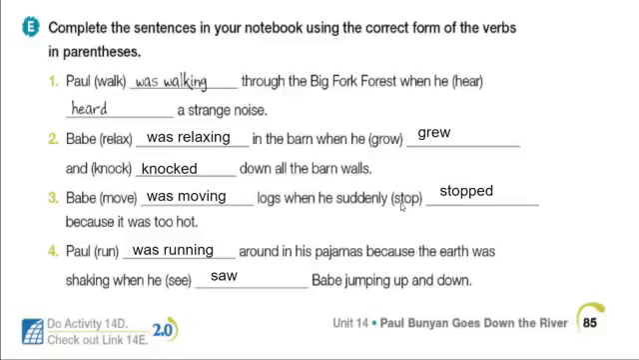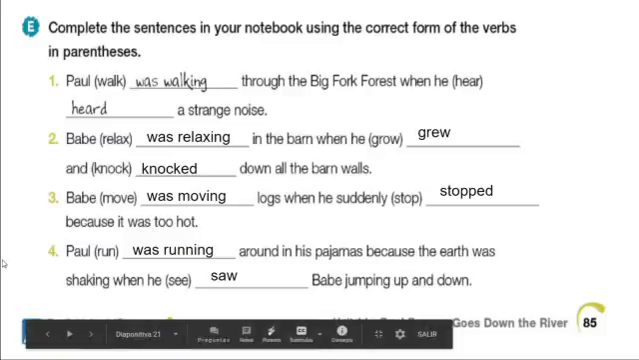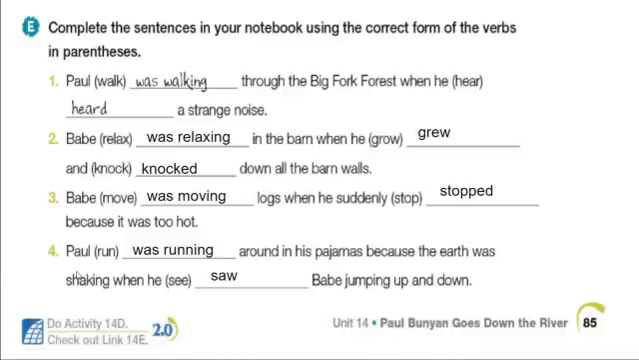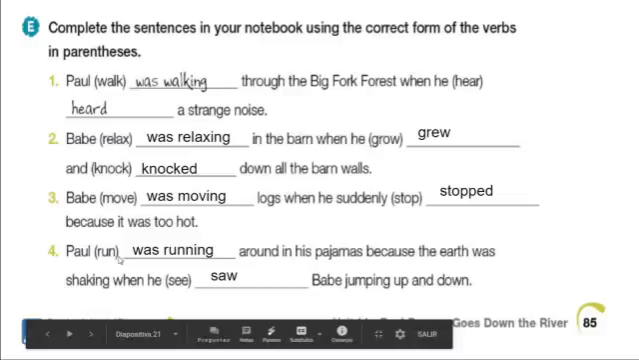In past, you have to add ed. Very good. Stopped with double P. Because it was too hot. Very good. Number 4. Paul, in parentheses, run. You have to use past continuous. Tenemos que usar el pasado continuo. In this case, Paul was running with double N.